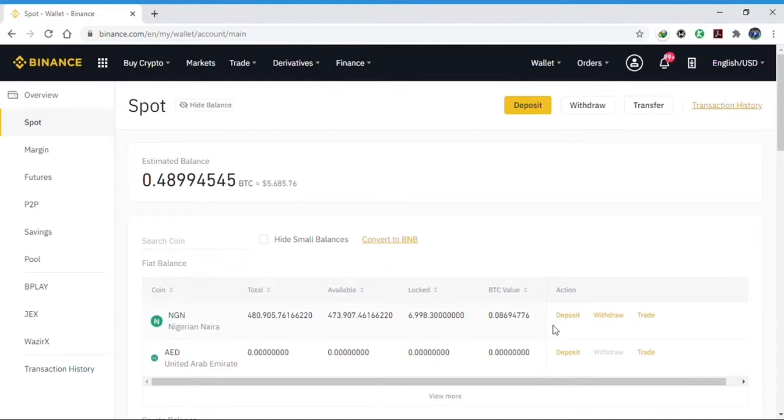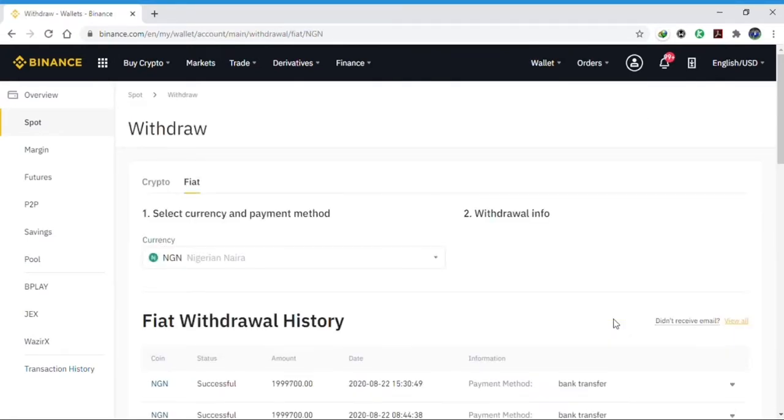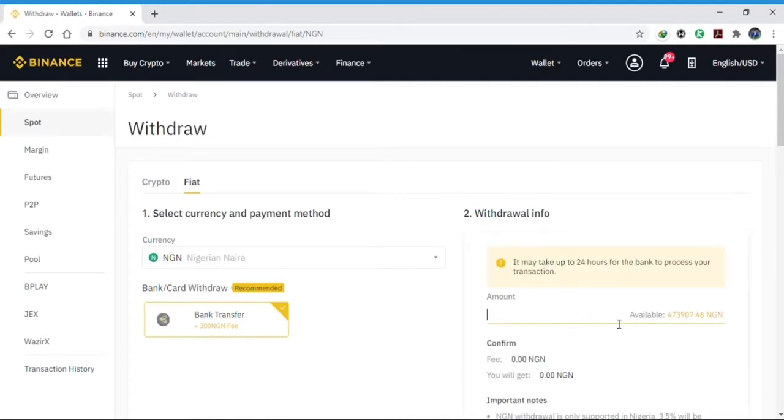Okay, this is how you see your Naira deposits. You can see on this account there's almost 400 and something thousand that you can trade with, or you can withdraw or deposit more. This is why you can see Binance separates the fiat. You can see fiat balance separately from the other balances, and you can withdraw.